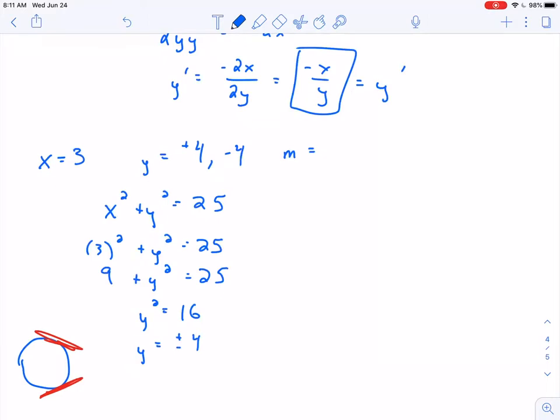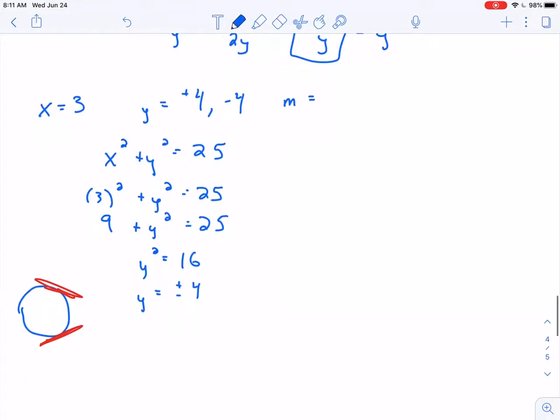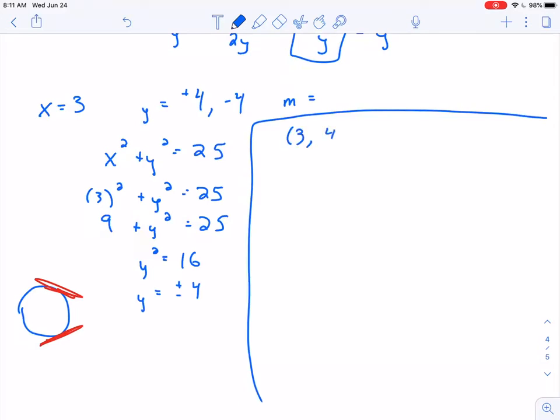So perhaps I should rearrange this because I think the way that I've written this is perhaps a little bit confusing. So let's do this. I'm going to have two different points essentially. I'm going to have a point at 3, 4. And then I'm going to have another point at 3, negative 4. And because I have these two different points, I'm going to end up with two different tangent lines.